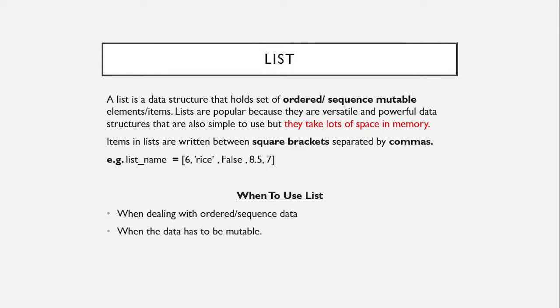Now we move to our first data structure. Good. So a list. A list is an ordered data structure, and it's also mutable, right? Meaning it can be changed. Lists are very popular. It comes with Python, with the built-in Python module. It's powerful, it's versatile, and it's simple to use.